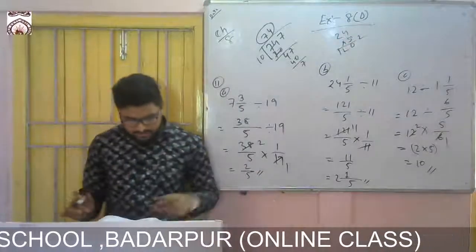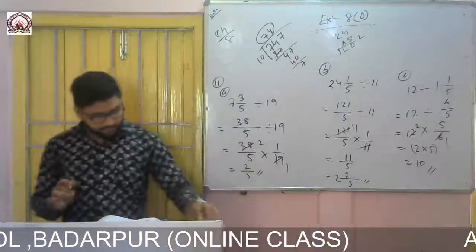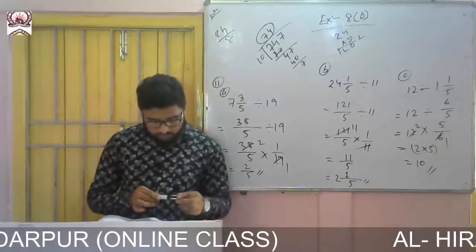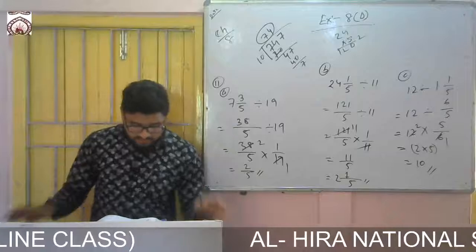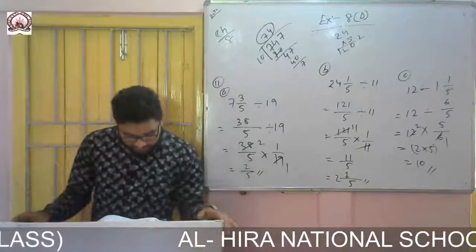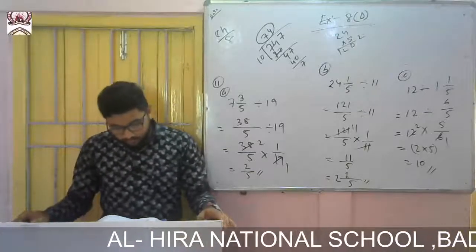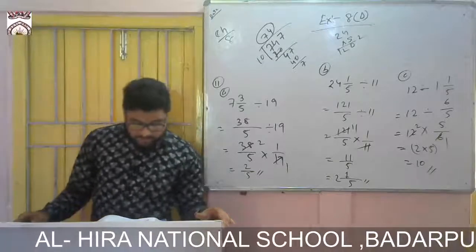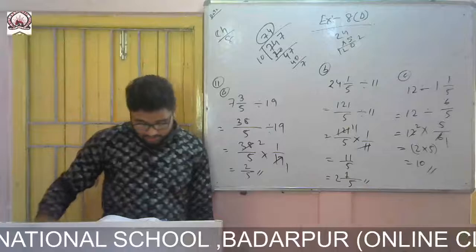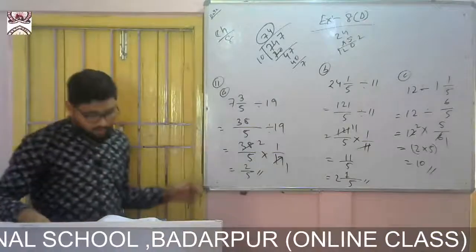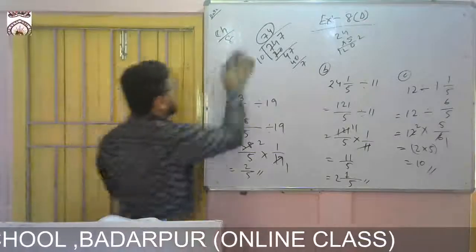So 11 finished. Now come to 12. So 12, what is there? Fill in the blanks. Fill in the blanks. Okay, see question number 12. 1 by 3 into dash equals 1 by 6.